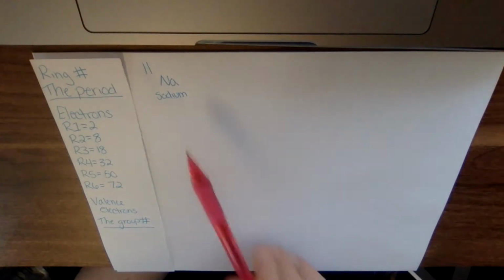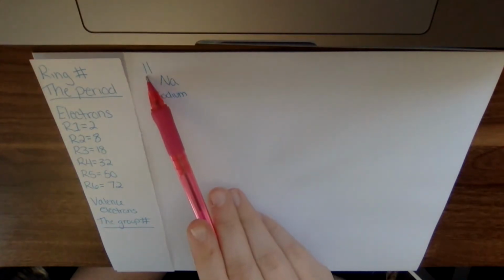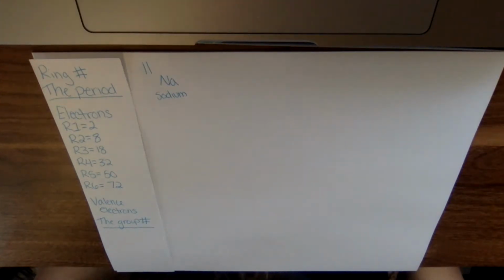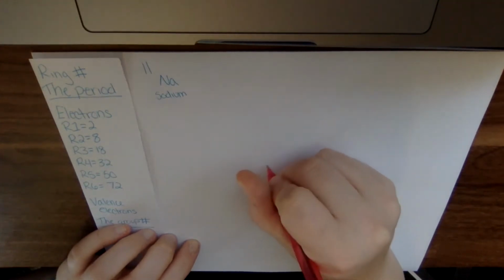So our first one is sodium. Sodium is Na, and its atomic number is 11, so that's how many electrons it's going to have. If you look at the periodic table over to the side here, sodium is in period 3, and it's in group 1. Remember, to find out how many rings we need, we look at the period it's in, and it's in period 3.